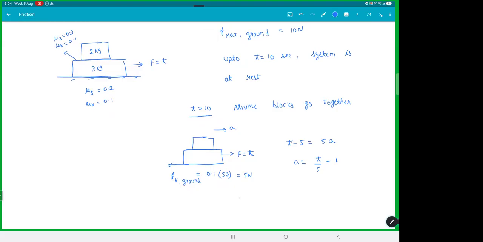Then take any one block. I will take the 2 kg block. Remember, the story is still not over. We need to find the friction between them. The only reason why the 2 kg is moving is because of the friction between the blocks. I will call it F.